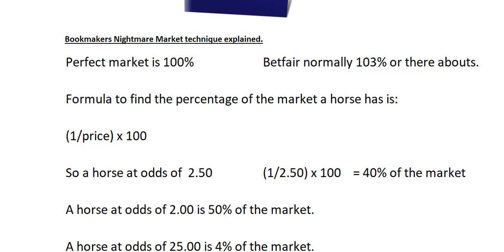Well, basically, it's 1 divided by the price times 100. So a horse at the odds of $2.50 or £2.50 has 40% of the market. So 40% of all money in that market is on that horse. Now, a horse that is at $2 or £2 is even money, and that has 50% of the market. So half the money invested in that race is on that horse.